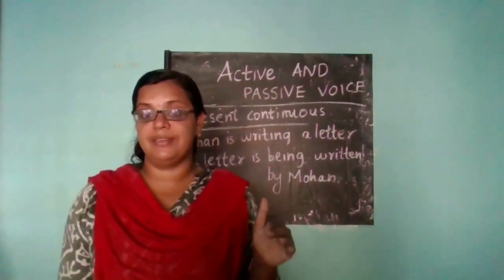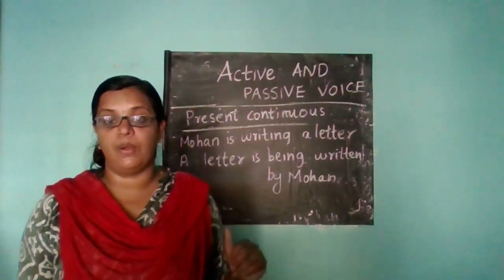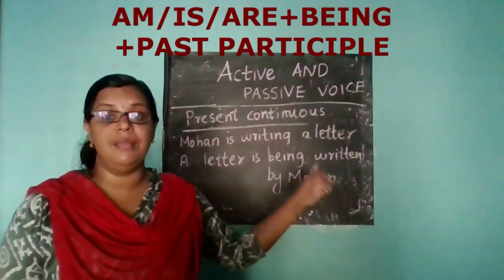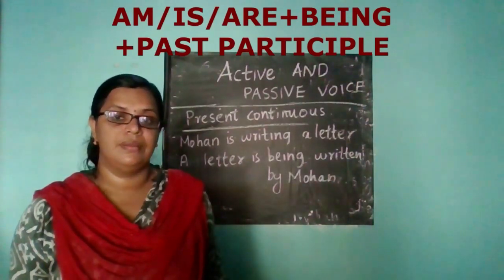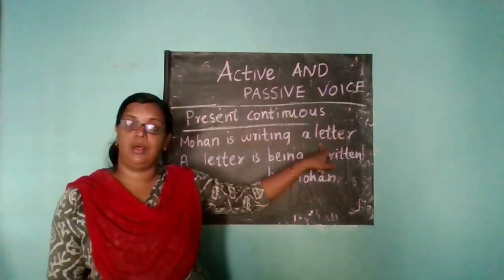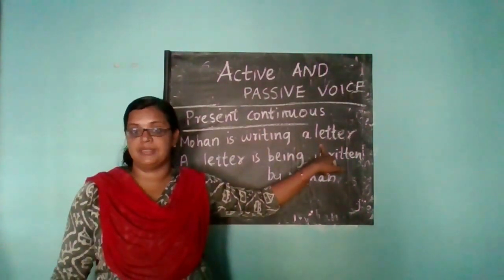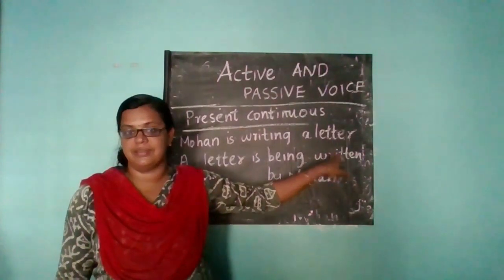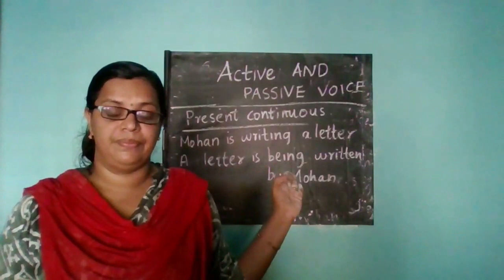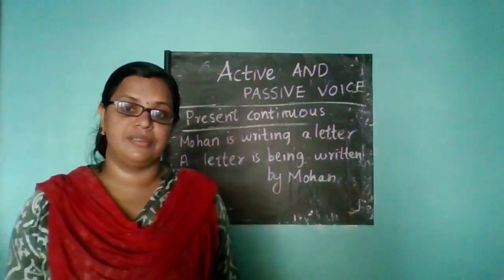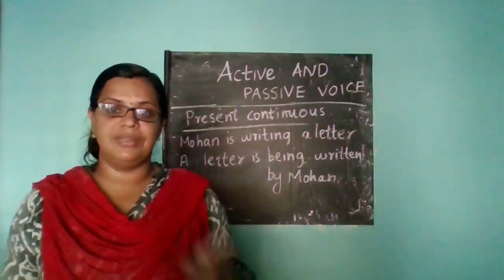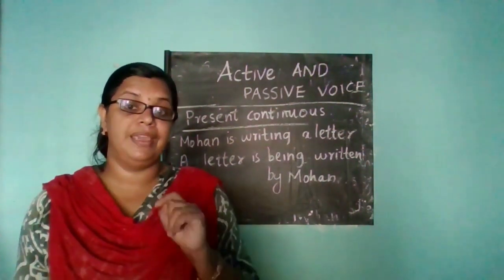If the verb is in present continuous, you can use this form. Am, is or are plus being plus V3. So here the object is plural. Then how will you change into passive? Letters are being written by Mohan. That thing also you should keep in mind. Okay, singular subject, singular verb. Plural subject, plural verb. Be careful.